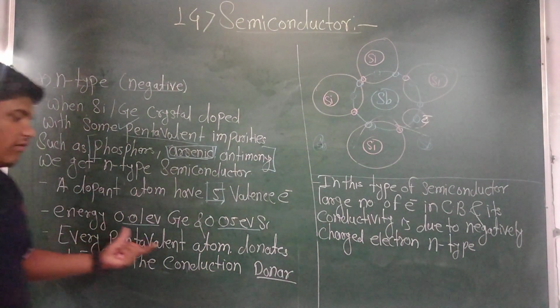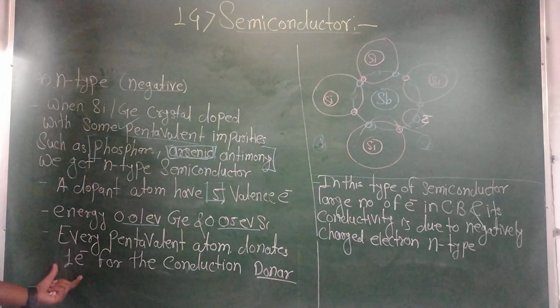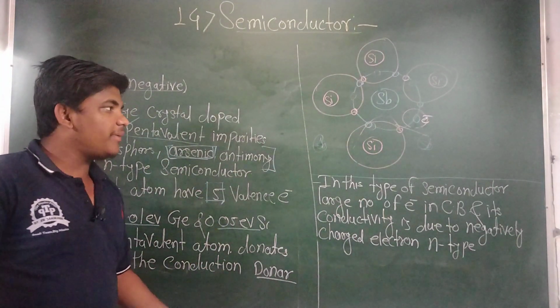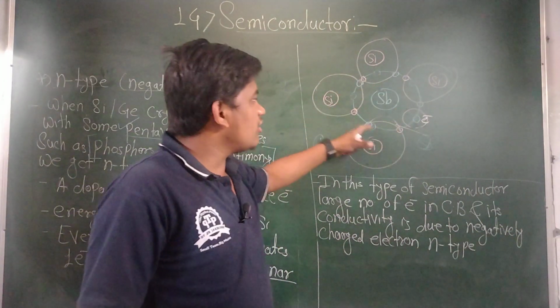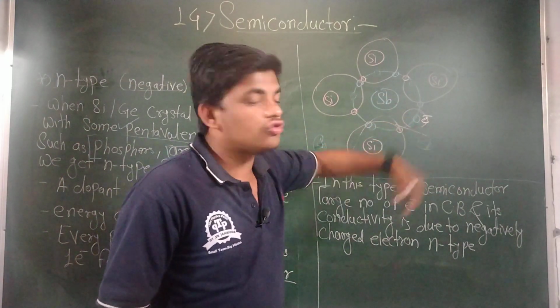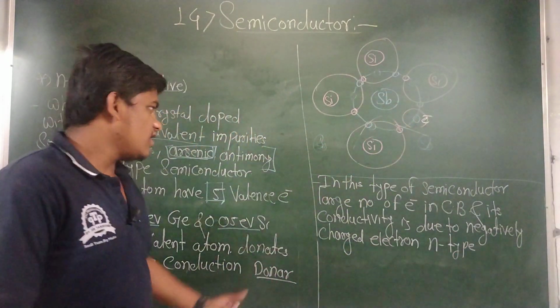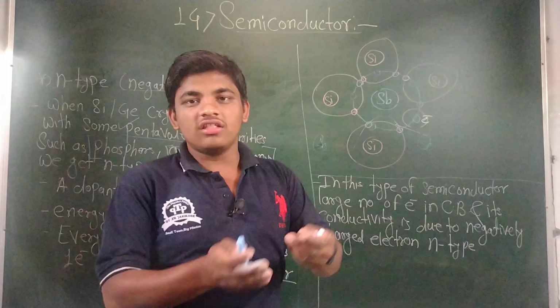Then every pentavalent atom donates one electron for conduction. प्रत्येक पेंटावॅलेंट ॲटम, इम्प्युरिटी, 1 इलेक्ट्रॉन डोनेट करतं कंडक्शनसाठी आणि त्या पर्टिक्युलर ॲटमला म्हटलं जातं डोनर.